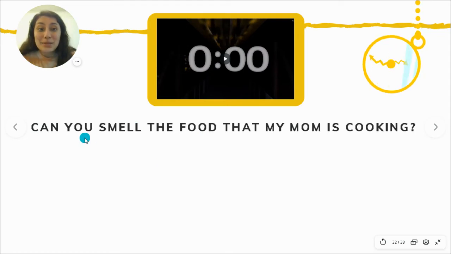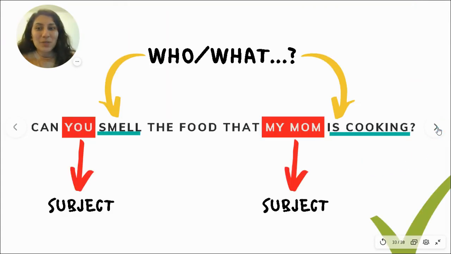Okay, so in this case, as you can see, we have a question actually. It says, can you smell the food that my mom is cooking? So we have subjects and predicates not only in sentences, but also in questions. Tenemos sujetos y predicados no solo en oraciones, sino que también en preguntas. Y quizás esta fue un poco más difícil. Si se pudieron dar cuenta, había dos verbos que reconocer, de hecho. The first verb is smell, and the second verb is cooking. So we are going to ask the question for the first one, smell.